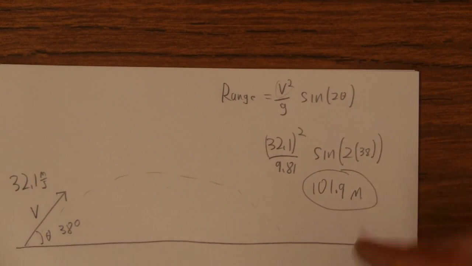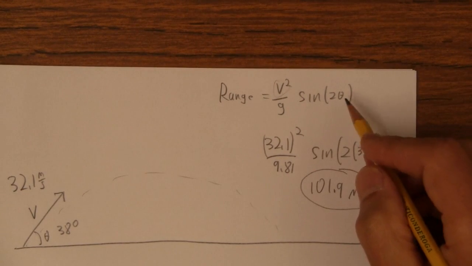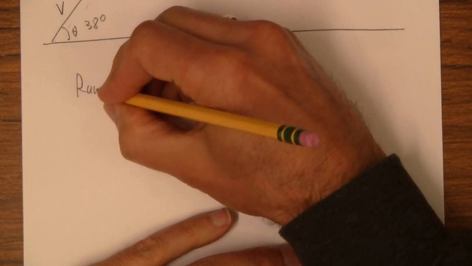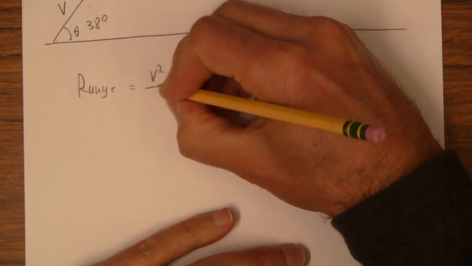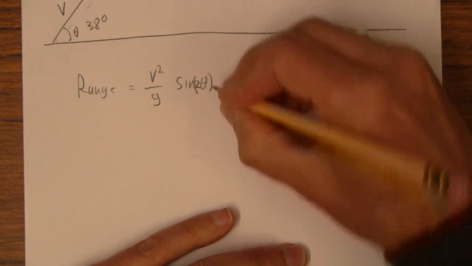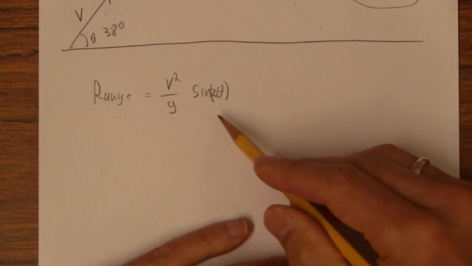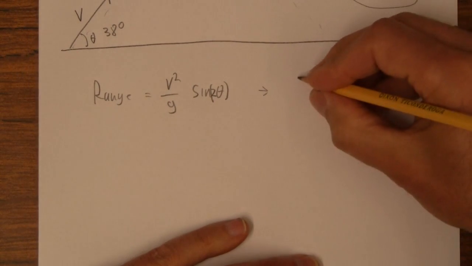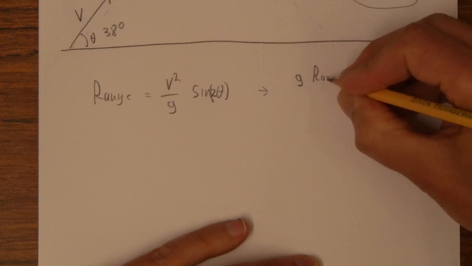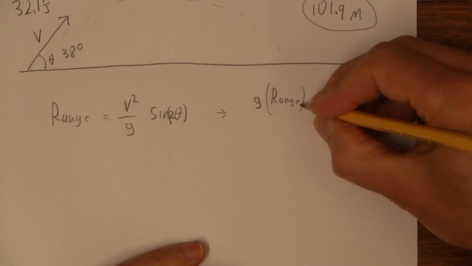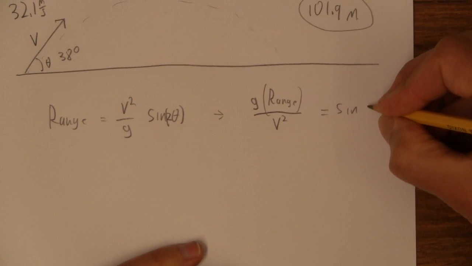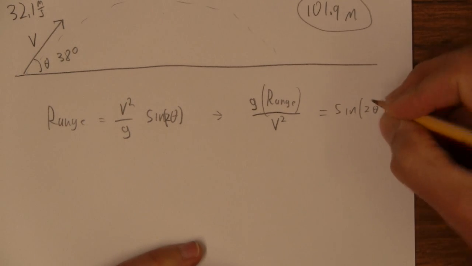Now, the second thing that we might want to do is solve that for theta. So the range equals v squared over g times sine of 2 theta. To solve that for theta, the next step is g times the range, which gives us, somewhat surprisingly, g times range on the top, divided by v squared. That's the sine of 2 theta.